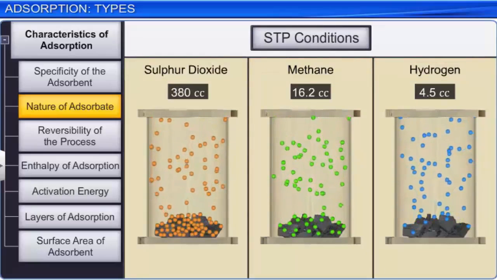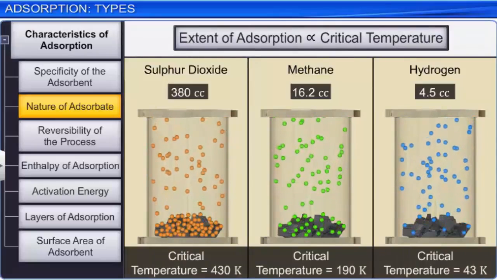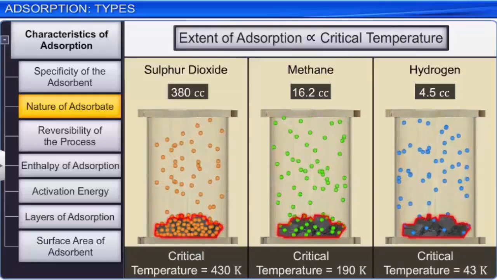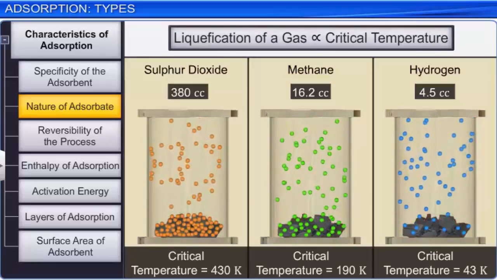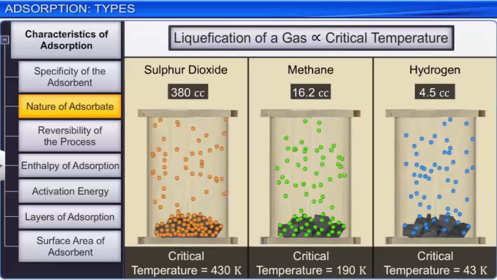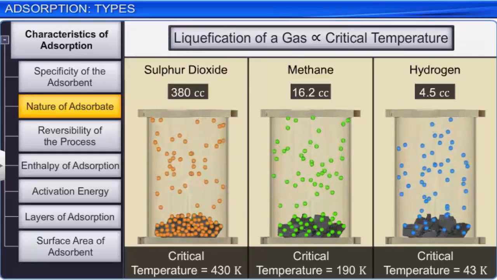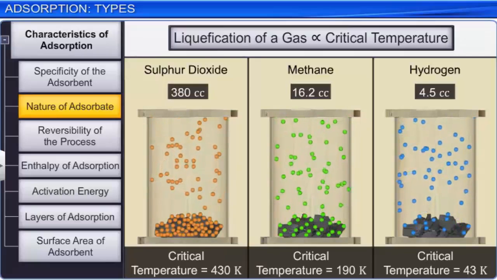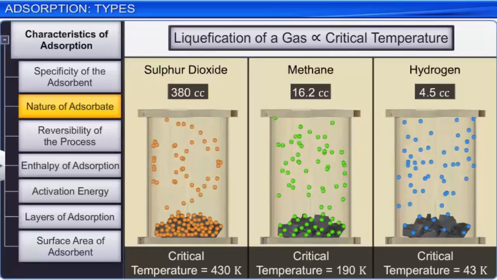It may be seen from the critical temperature values that the higher the critical temperature of a gas, the greater is the extent of adsorption. This is because gases that can be easily liquefied have high critical temperatures and are more easily adsorbed. This can be attributed to the fact that the van der Waals forces are strong in the range closer to the critical temperature of that gas.